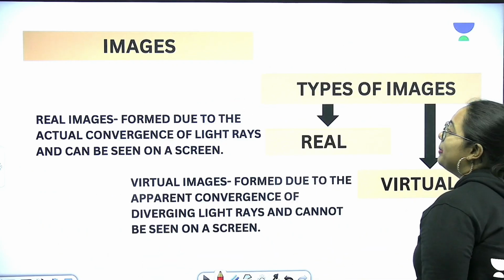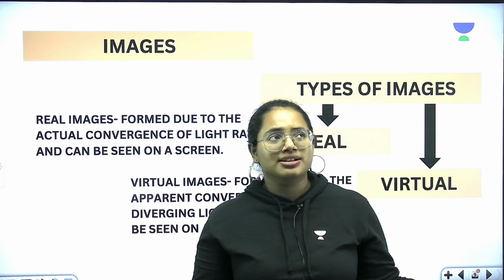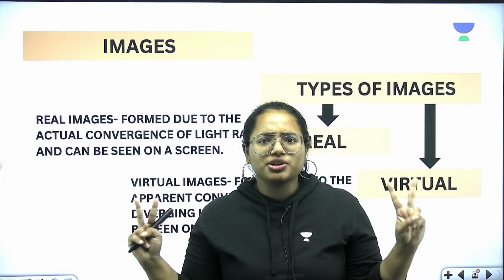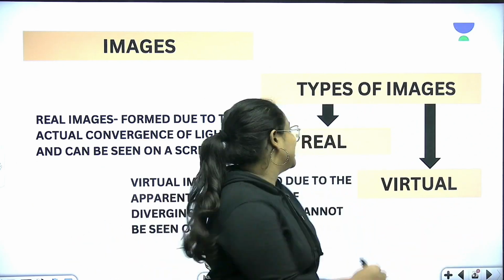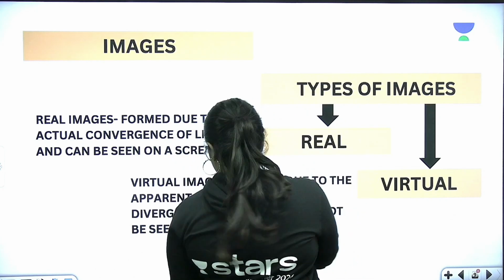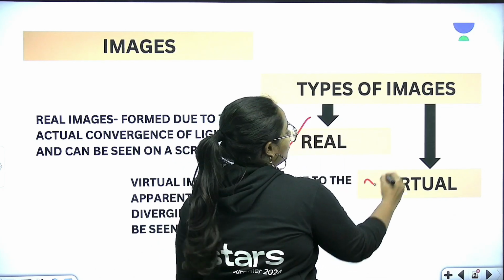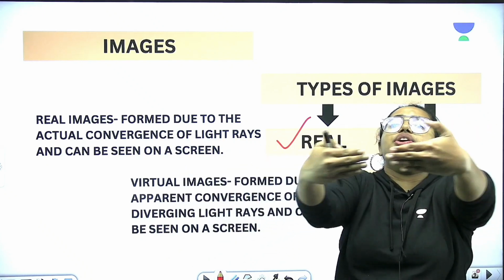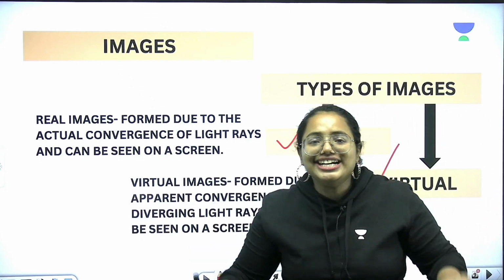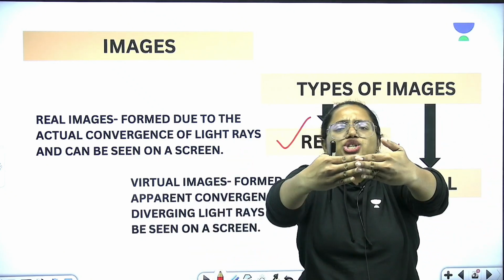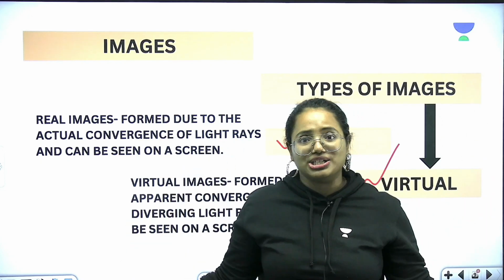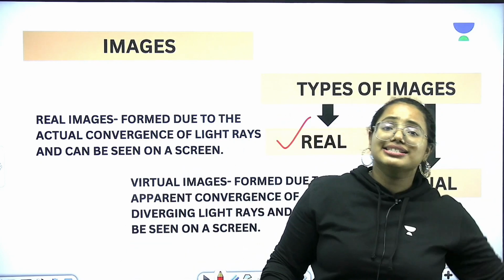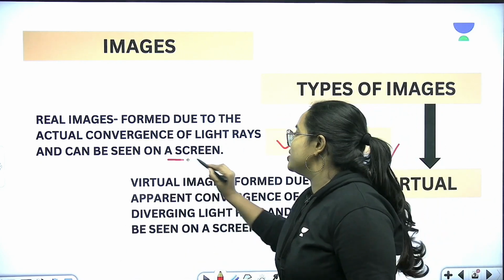Look at it, it's all about images. There are two types of images. What are they? Real images and virtual images. When you talk about real images, these are basically formed due to the actual convergence of light rays. So the light rays actually converge and create real images. Therefore, these can be seen on a screen. Very, very important. Okay.